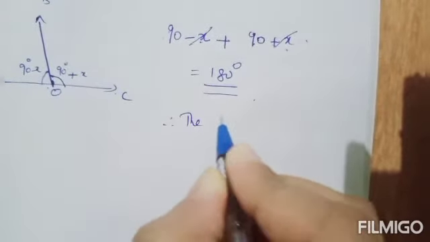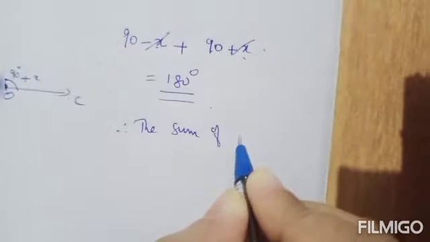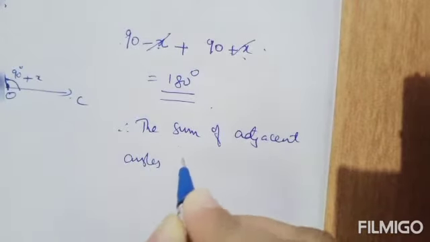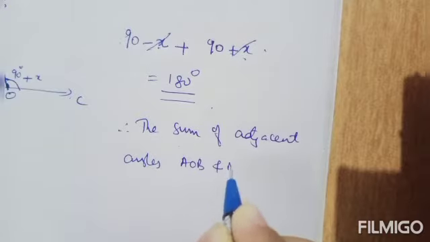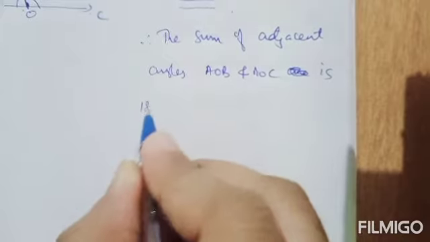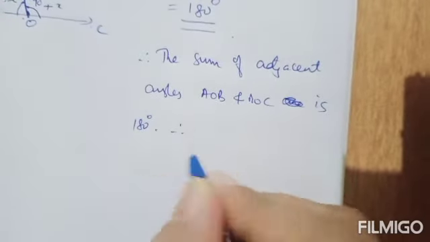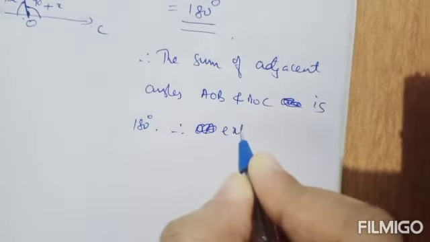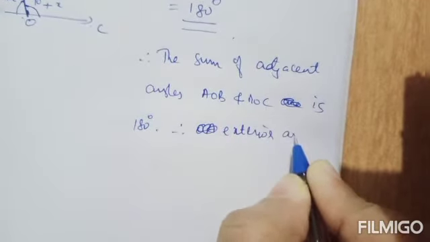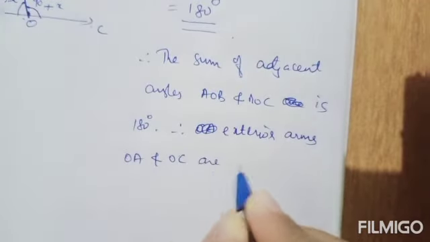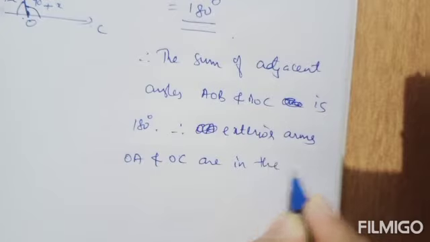Okay, therefore we can write the conclusion: the sum of adjacent angles AOB and BOC is 180 degree. Therefore, what we can say, you can write, exterior arms OA and OC are in the same straight line.